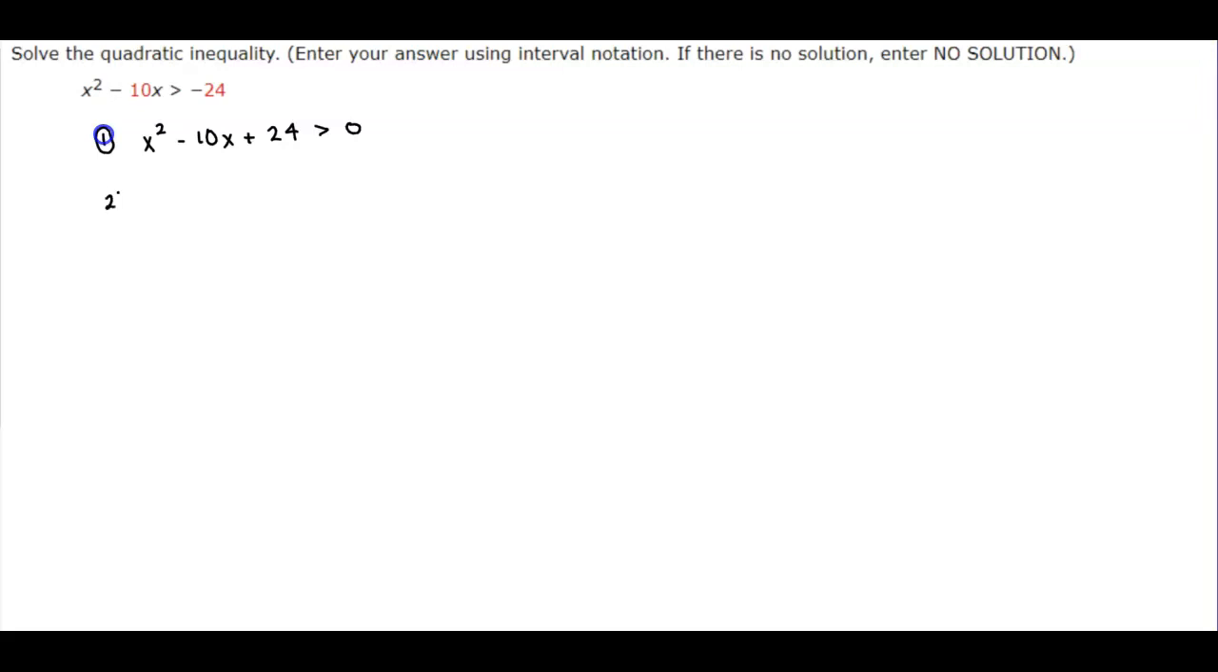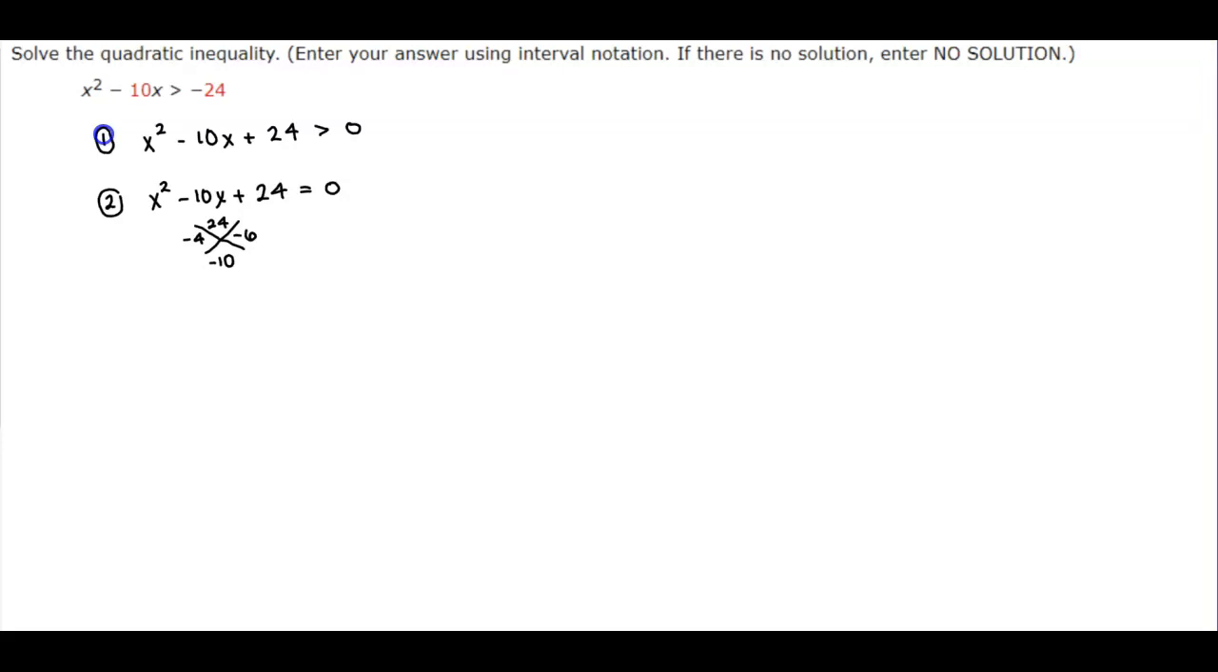Now the next step is we want to be able to find the critical points. In order to find the critical points, we want to set this quadratic equation equal to 0, and then we're going to factor. So when we factor, we want to figure out what two numbers we can multiply to get positive 24, and when we add them together, give us negative 10. Well, it's going to be negative 4 and negative 6.